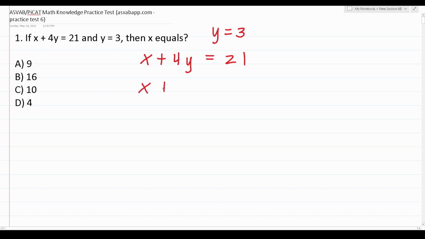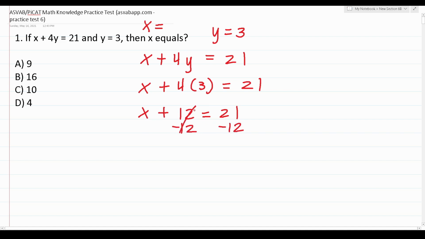We have x plus 4. We're told y is 3, so we'll plug in 3 in place of y here, equals 21. This becomes x plus 4 times 3 is 12, equals 21. Again, we're trying to solve for x. This x equals means x equals. That is, we want to have x on one side of the equal sign by itself. So to do that here, we're going to subtract 12 from both sides. This will cross out, leaving you with just x equals.